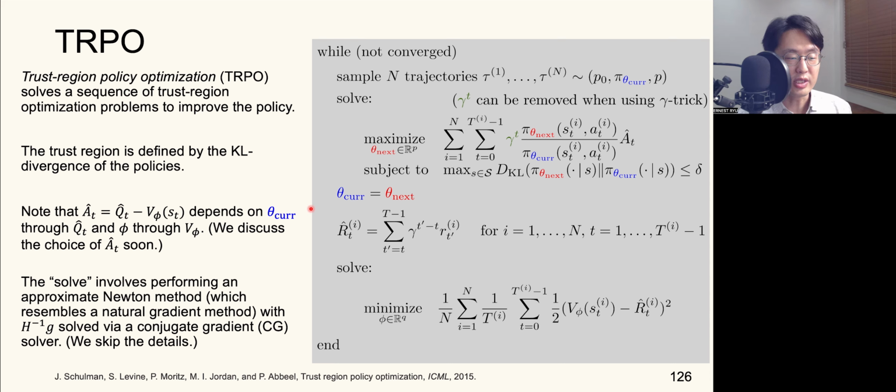And then what we do is we compute the cumulative discounted returns at every time step, and then we use that to fit the value network. And then once that is done, we move on to the next iteration, and then we sample again n trajectories, but this time the theta has been updated. So we have this repeating process where we sample trajectories from the current policy, pi theta current. And then we solve this trust region constraint optimization problem to update the policy parameter theta.